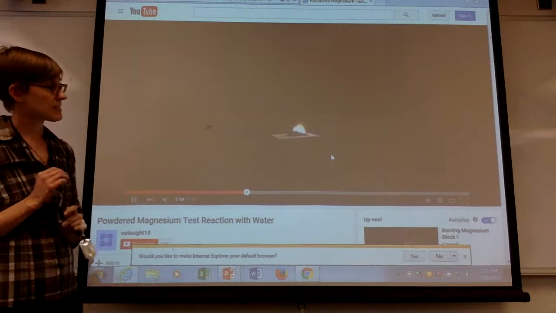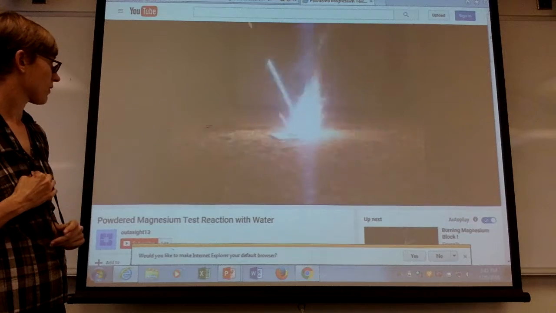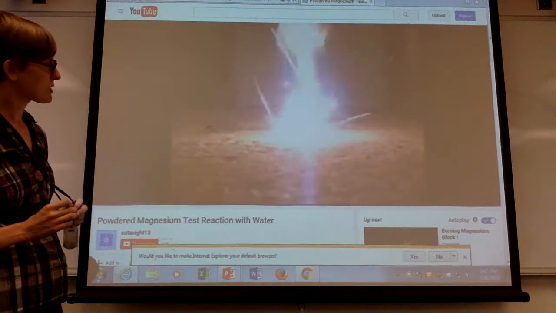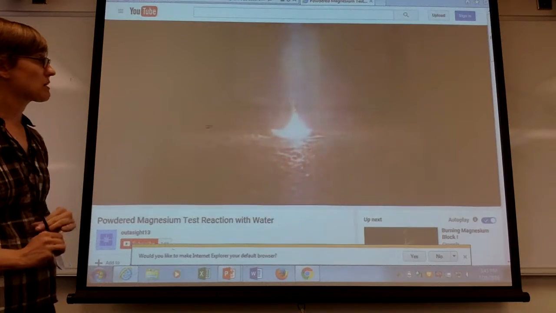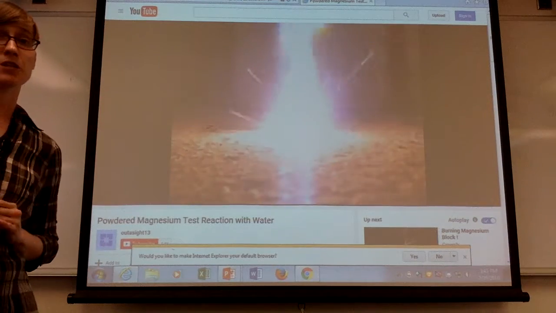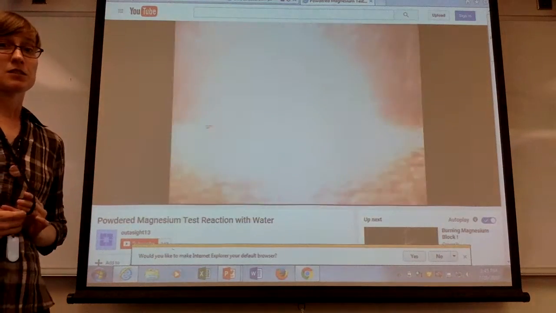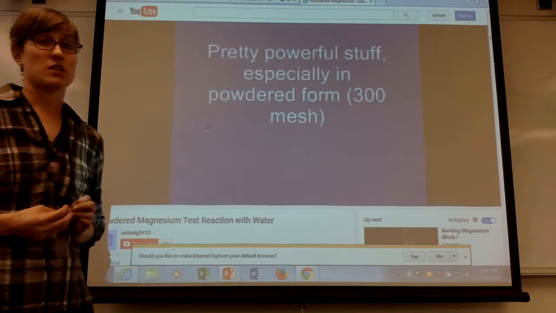Okay, they lit magnesium. They made magnesium and water combine, and this is the reaction you get. You can see there's a lot of flames involved, so there is color and composition changed here.